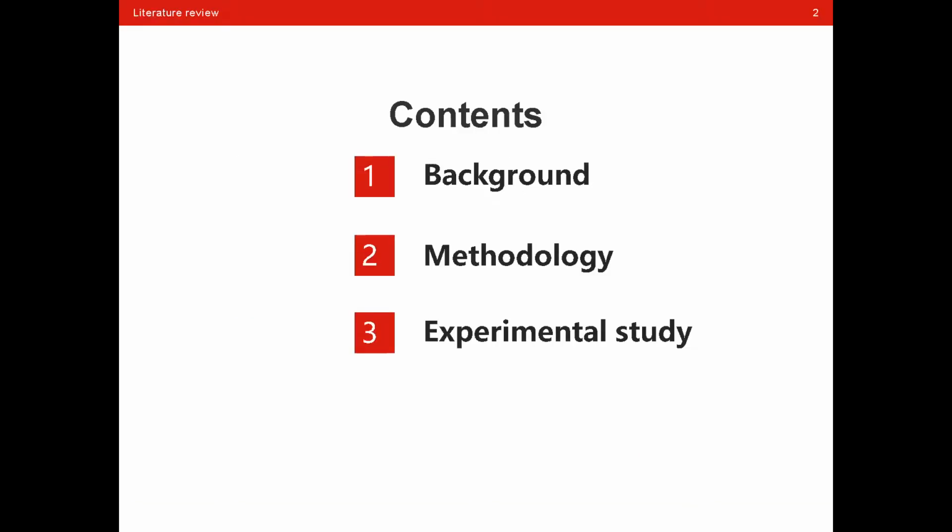Now, let's begin with the literature review. The literature review will be divided into three parts. The first part is the background, and then we will come into the methodology, and at last, we will have a look at the experimental study. It should be noticed that this study is a very strict study, and they do a lot of work to validate their model. So the experimental study is also very valuable, and I can learn a lot from this paper.